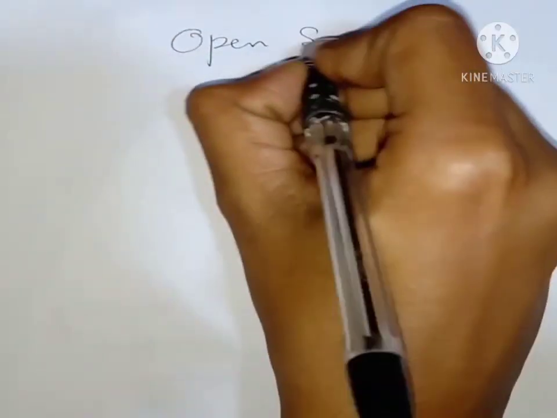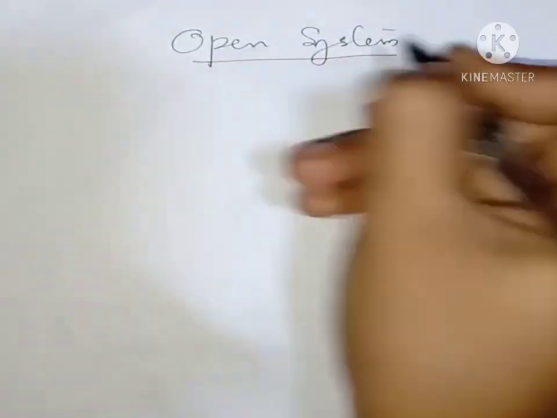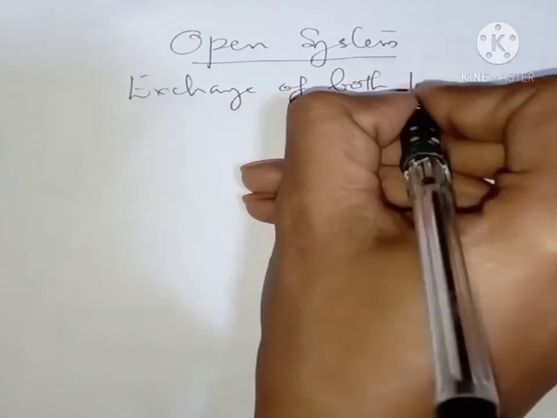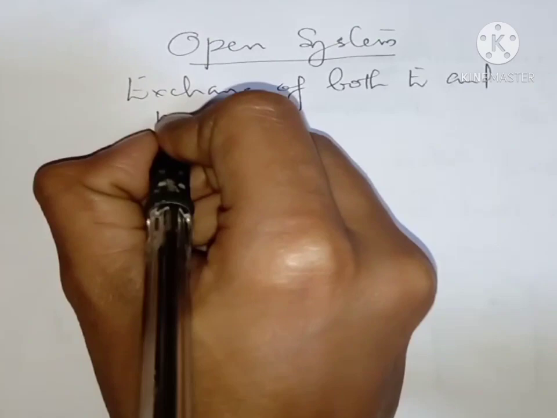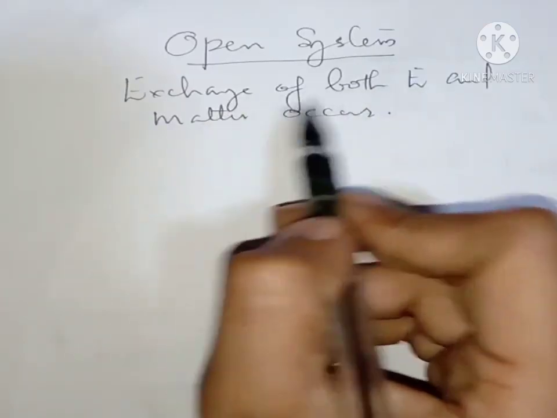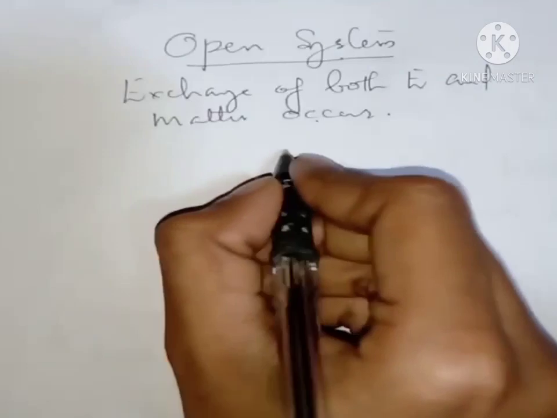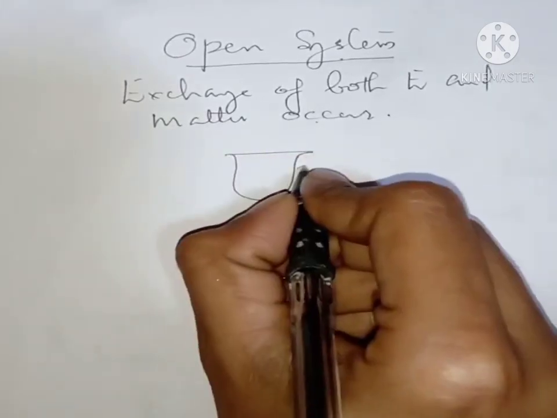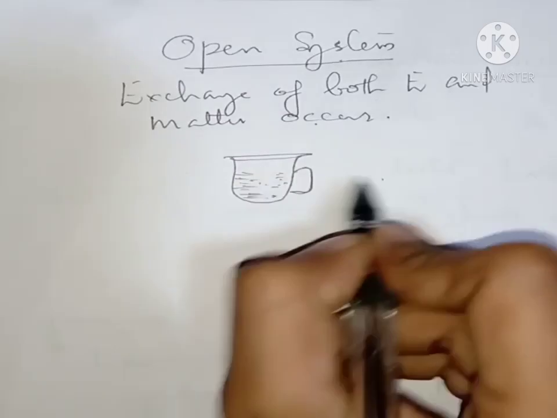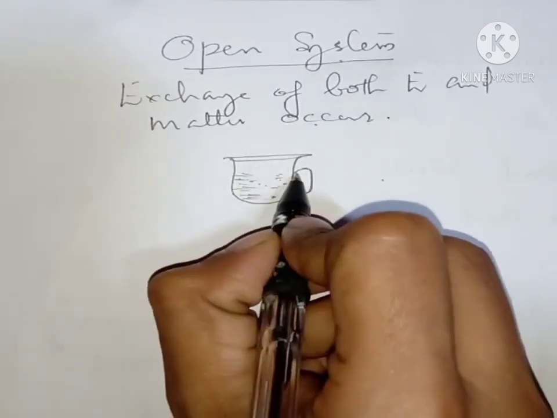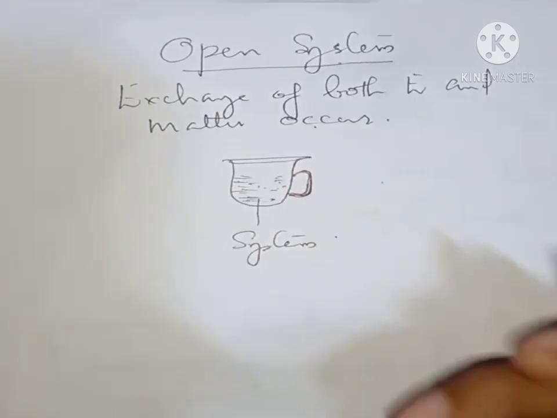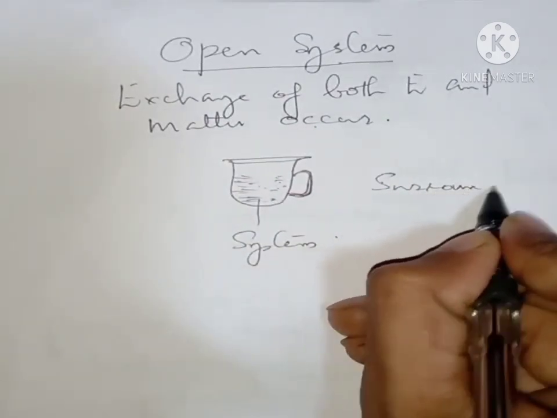The first one is open system. If an exchange of energy and matter occurs between the system and surrounding, then it is called an open system. For example, consider a cup containing some hot tea. Here, the cup with the hot tea can be considered as a system, and all the remaining portion is taken as surrounding.